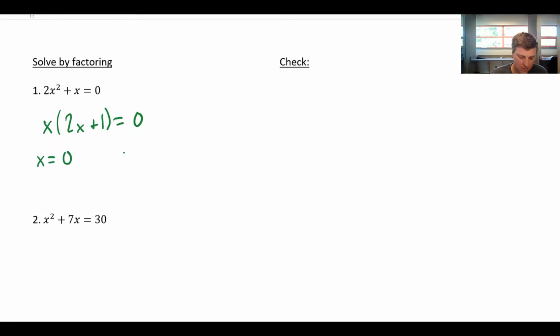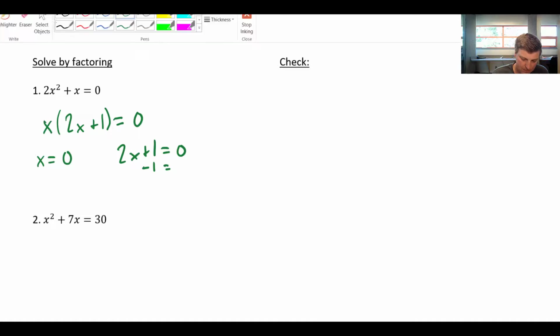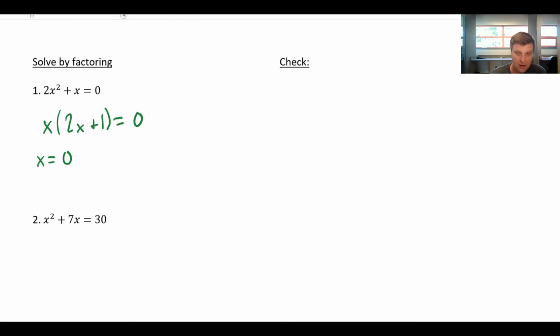Okay, and then now let's check the binomial. So 2x plus 1 equals 0. I'm going to subtract 1 from each side, and I get 2x equals negative 1. And then I'm going to divide by 2, and so I get x is equal to negative 1/2.